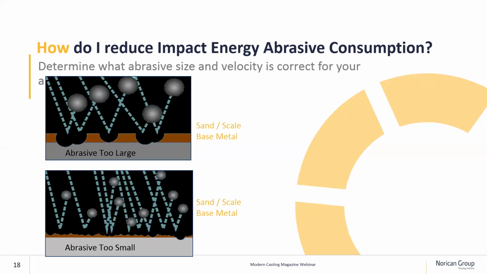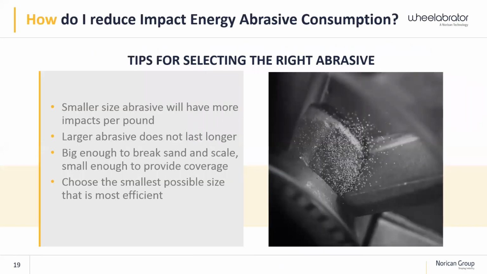That's not good. And on the slide right below that, if we have BBs that are too small, we may not be able to break down through whatever it is we're trying to get through, in this case sand or scale. We're not going to remove it all. Our impact energy just isn't there. So how do we balance all of that out?